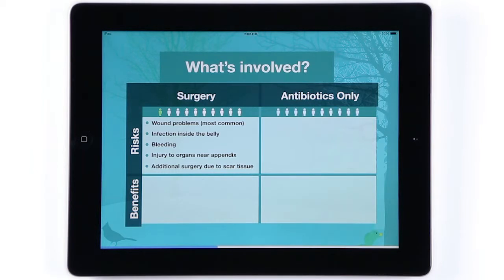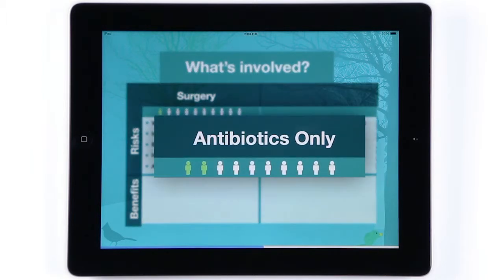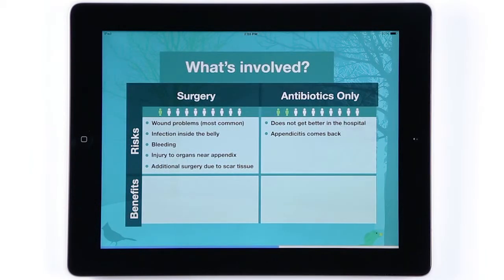Studies show that with antibiotic treatment alone, about 1 out of 10 patients will not get better and will need an appendectomy while in the hospital. Another 1 out of 10 patients will have their appendicitis come back and need an appendectomy at a later date. This means that altogether, about 2 out of 10 patients treated with antibiotics alone will eventually need an appendectomy. Also, the side effects of antibiotics may include some diarrhea, nausea, or vomiting.